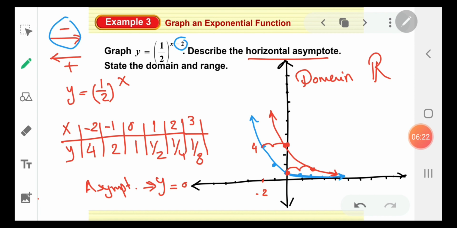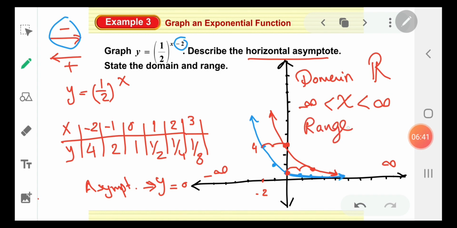Another notation you might find in your tasks, in your assignment, is to say that x is greater than negative infinity and less than infinity. It means that the graph extends from negative infinity to infinity. It covers all real numbers. This is just another notation to express all real numbers.